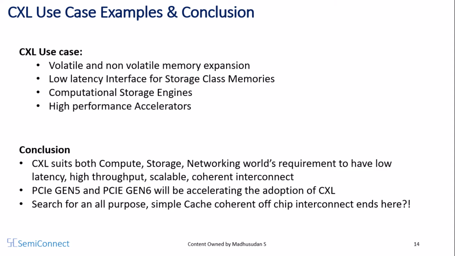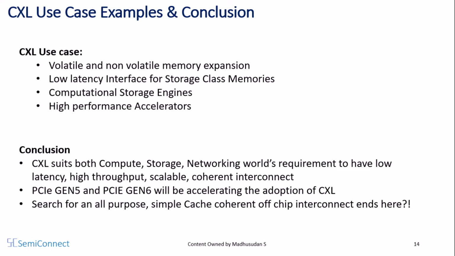And you could also have high performance accelerators, which I think is not a big no-brainer. I think we know that. Right? So CXL could be used for these kinds of use cases. And so to conclude, my observation is that CXL is suitable for compute, storage, and the networking world, right? So that requires a low latency, high throughput, scalable, coherent interconnect. For example, you take storage and memory, so they need a very low latency and high throughput bus, whereas networking needs a very low latency, very high throughput bus.